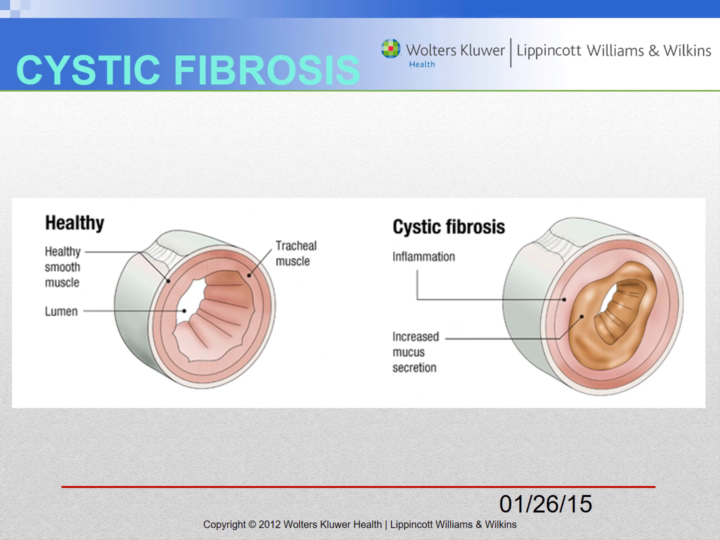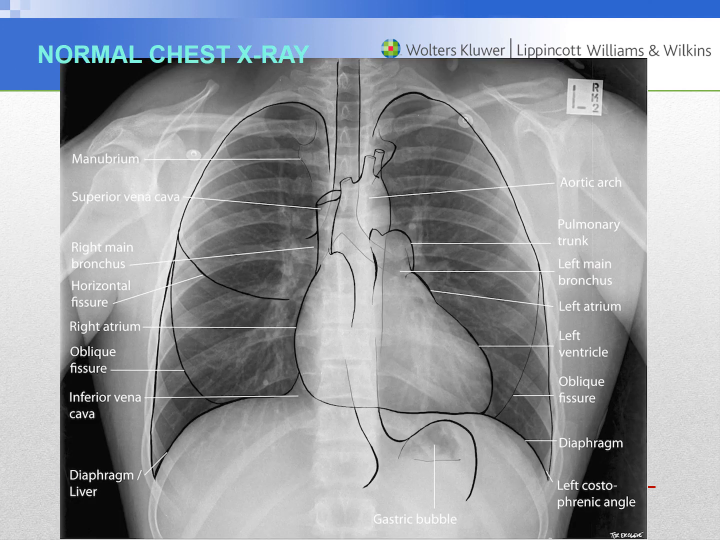This is just showing you a picture of a healthy lung and bronchiole versus one with cystic fibrosis, where you can see all of that inflammation as well as that increased mucus secretion. This is a picture of a normal chest x-ray. The big thing here, in showing you a normal one, is that I want you to make sure you notice the different landmarks.